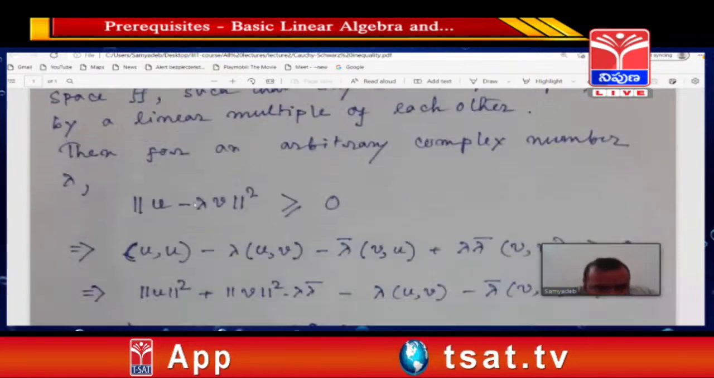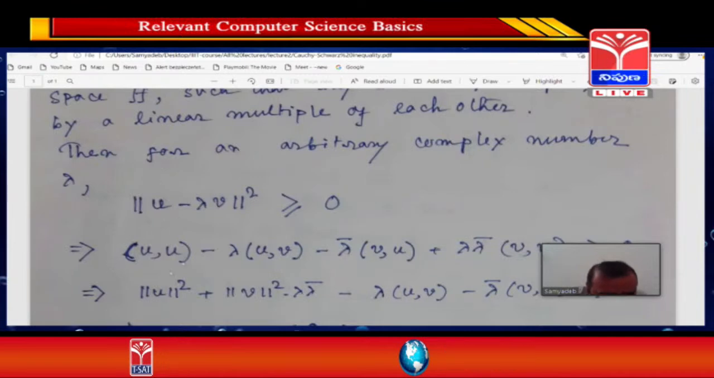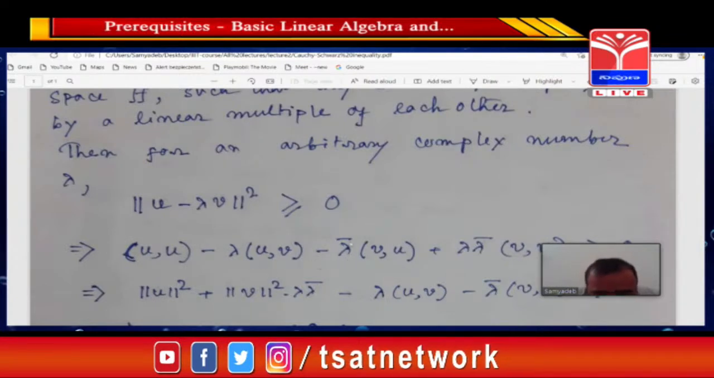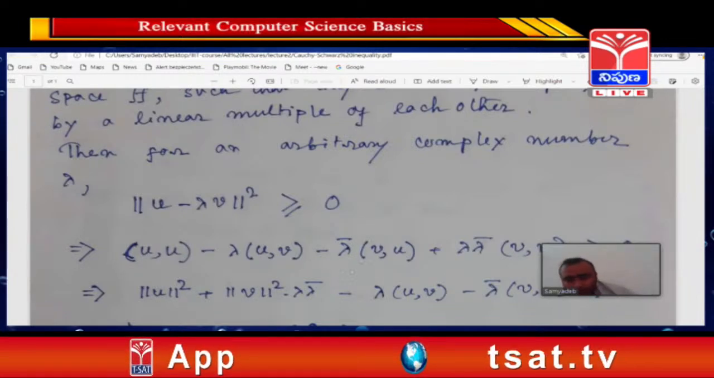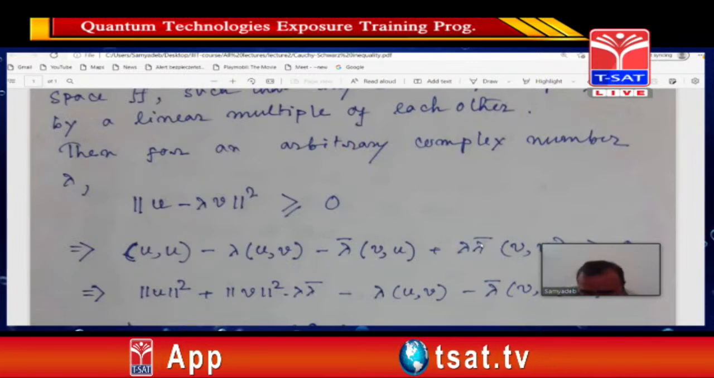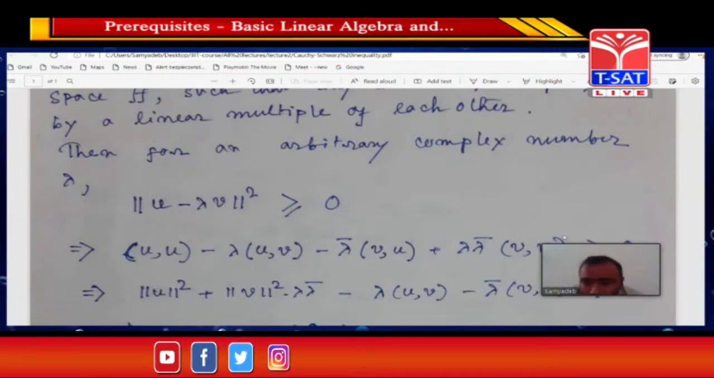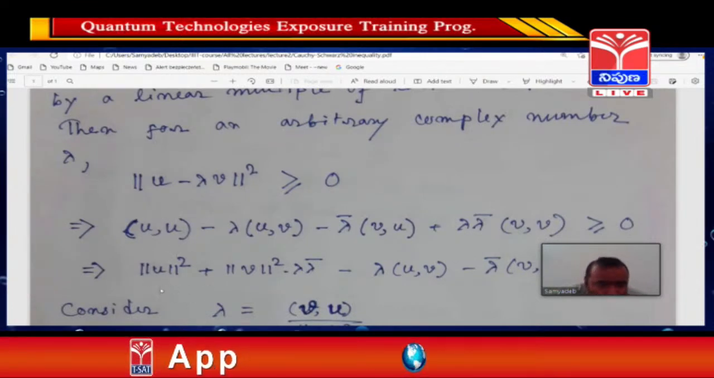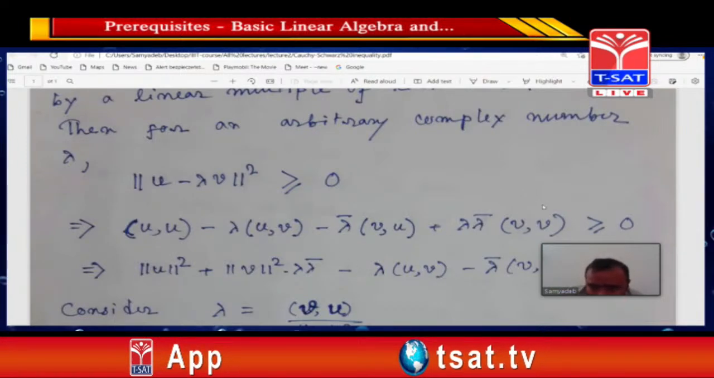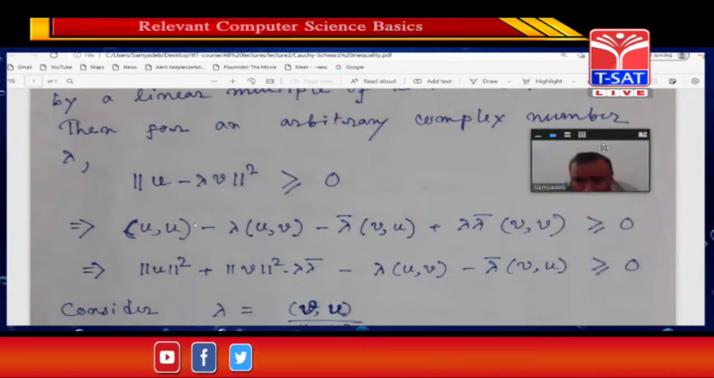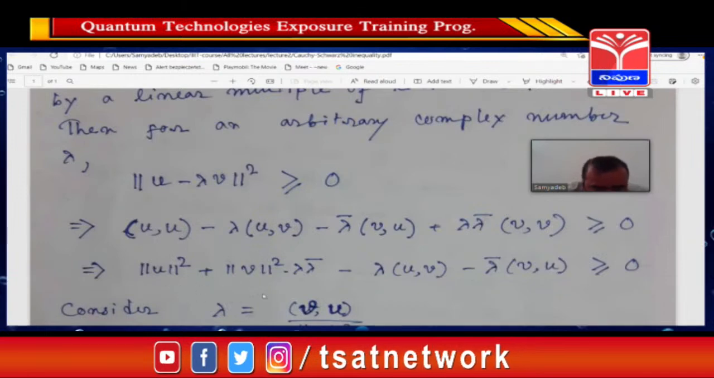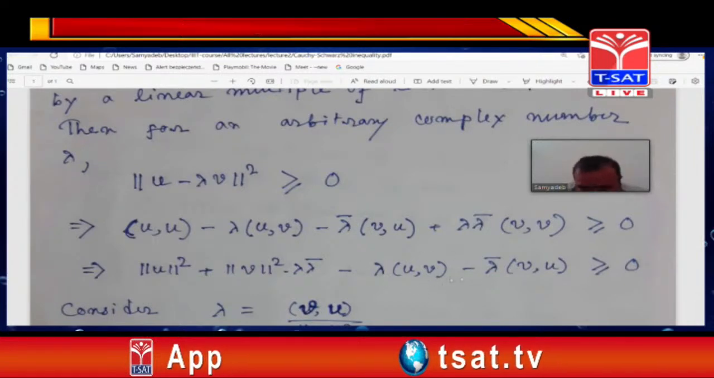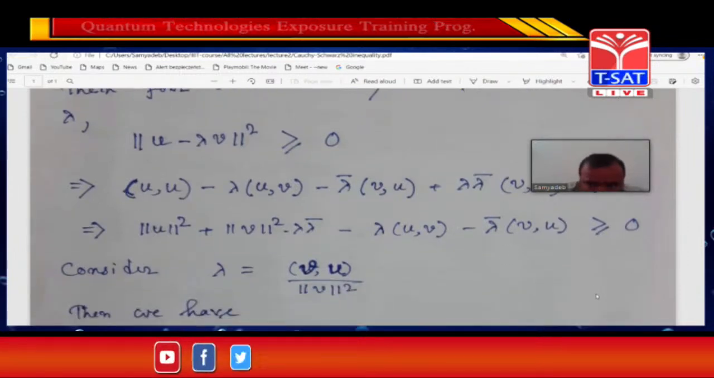So now if we expand this, we have what? We have the inner product of u with itself, which is basically its magnitude squared, minus lambda inner product of u and v, minus lambda bar, that is lambda star, the complex conjugate of lambda, inner product of v and u, and plus lambda into lambda star, inner product of v with itself. That should be greater than or equal to 0. So in norm notation, the inner product of u and u is magnitude of u squared, and the inner product of v and v is magnitude of v squared. So from the first and last terms, we have magnitude of u squared plus magnitude of v squared into lambda star lambda, minus lambda inner product of u and v, minus lambda bar inner product of v and u. This is greater than or equal to 0.